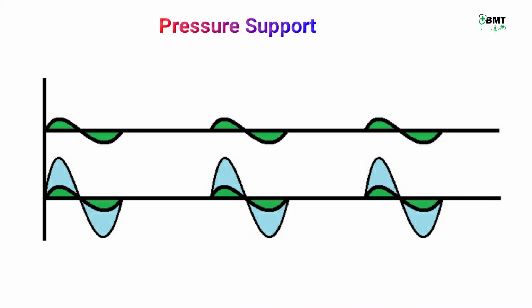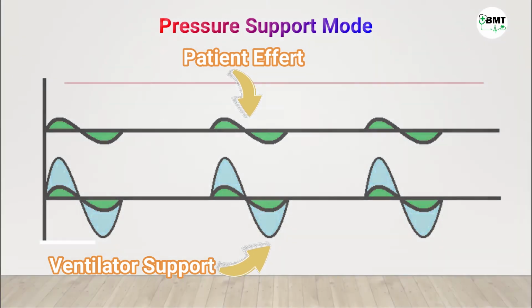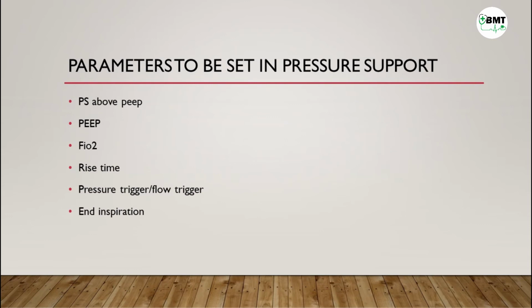Now, next is supported modes, which includes pressure support mode. This mode is used when patient's condition is significantly improved and you want to wean off patient, so that just for verifying patient's condition, you are using this mode. So the parameters which you set in this mode includes pressure support above PEEP, then PEEP, then FiO2, rise time, pressure or flow trigger, then end inspiration.